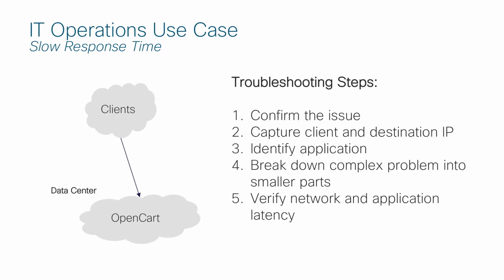Let's take a look at a real-world example. In this example, a client is complaining of slow response time when accessing the OpenCart application. The network team is first to receive the complaint. Let's take a look at how Cisco Tetration can help us through these troubleshooting steps.